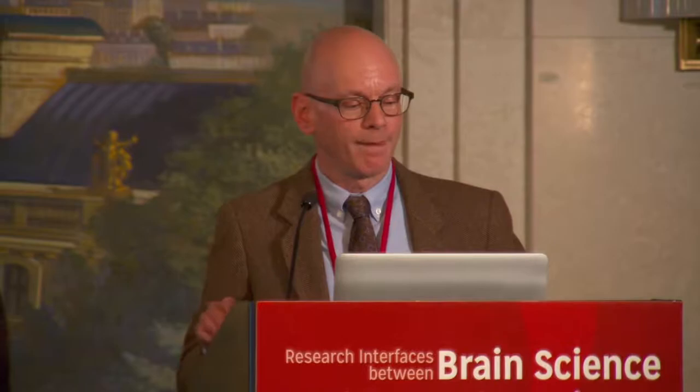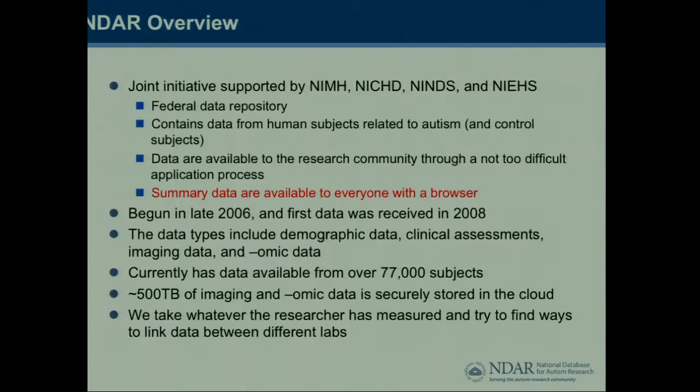So, NDAR is a data infrastructure. A couple of the institutes at NIH support this. It's a federal data repository, which actually has some advantages, but I don't think I'll go into that today, but happy to talk to you about it offline. It contains data from human subjects related to autism and, as I said, normal controls. You can get data fairly easily, but I'll show you that you can get summary data without even having to ask us for permission. You just go to the website and poke around a little bit.